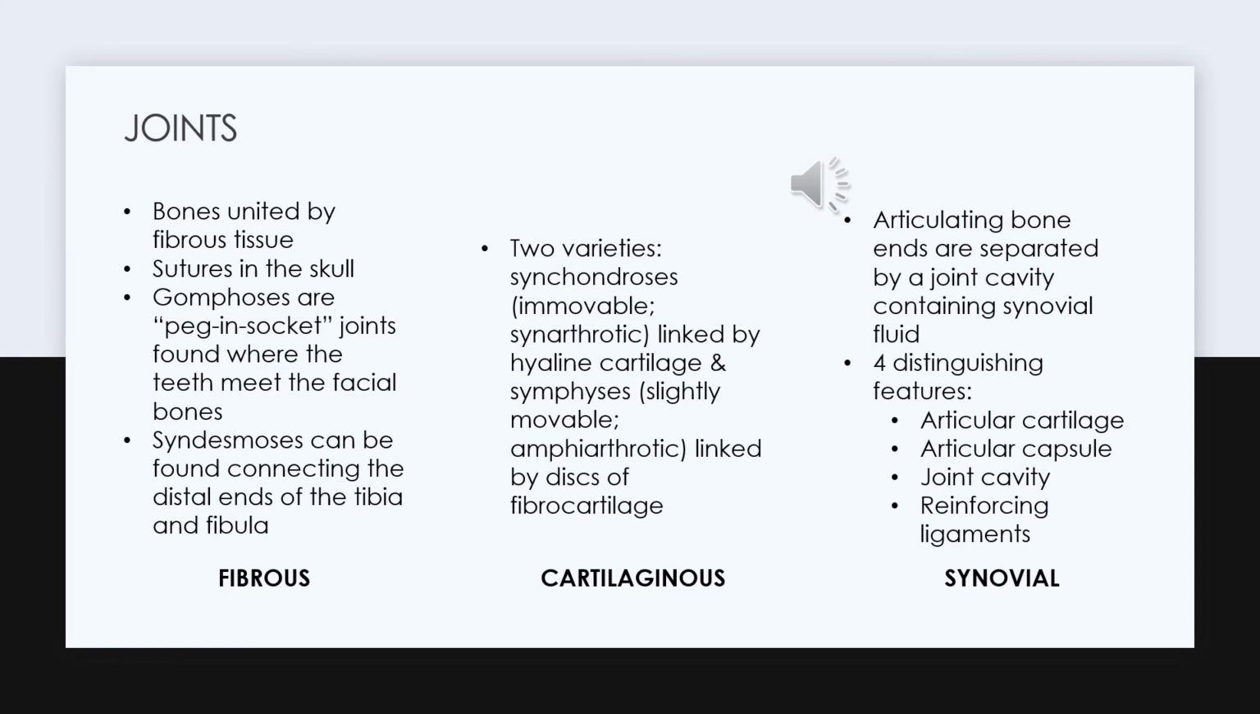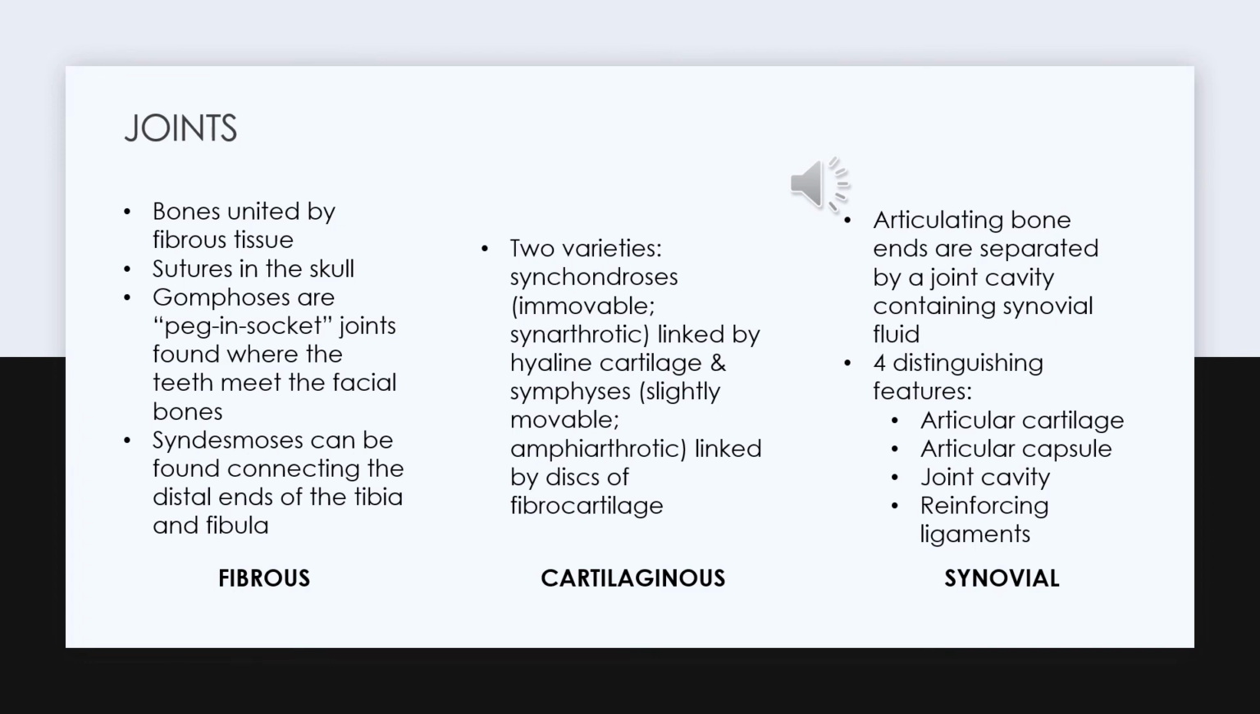Cartilaginous, two varieties. Synchondroses, immovable, also called synarthrotic, and linked by hyaline cartilage, and symphyses, slightly movable, amphiarthrotic, linked by discs of fibrocartilage. Let's see if I can find an example of cartilaginous. So the intervertebral discs, so those discs that are between each of the vertebrae in the spinal column.